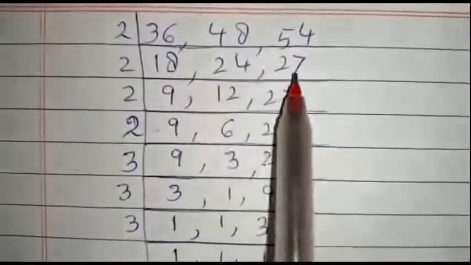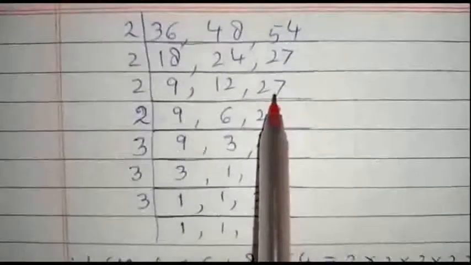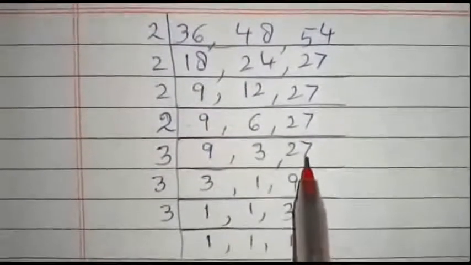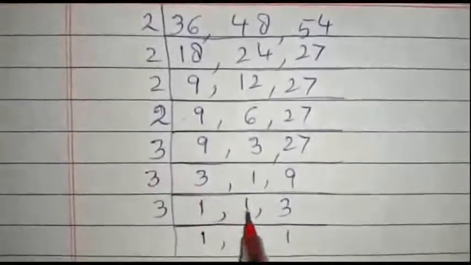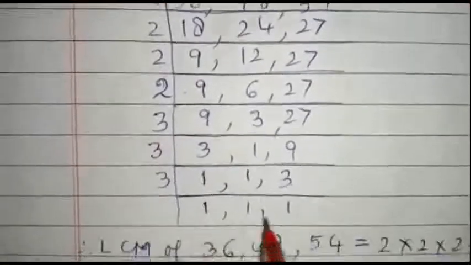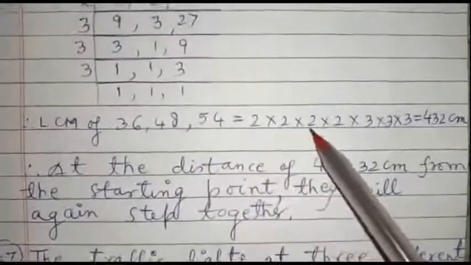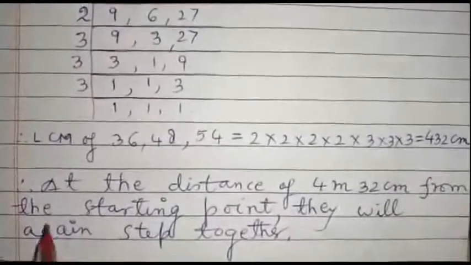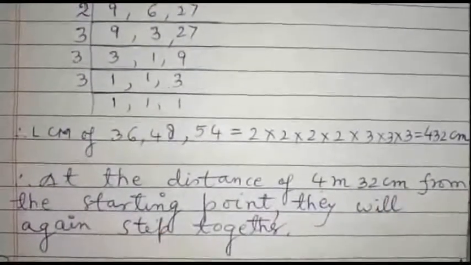36, 48, 54 divided by 2: 18, 24, 27. Divided by 2: 9, 12, and the same number 27, because 27 is not divisible by 2. Now we write 2: 9, 6, 27. Write 2: 9, 3, 27. Now write 3: 3, 1, 9. Write 3: 1, 1, 3. Now write 3: 1, 1, 1. LCM of 36, 48, 54 is equal to 2 into 2 into 2 into 2 into 3 into 3 into 3, which is equal to 432 centimeters. Therefore, at a distance of 4 meters 32 centimeters from the starting point, they will again step together.